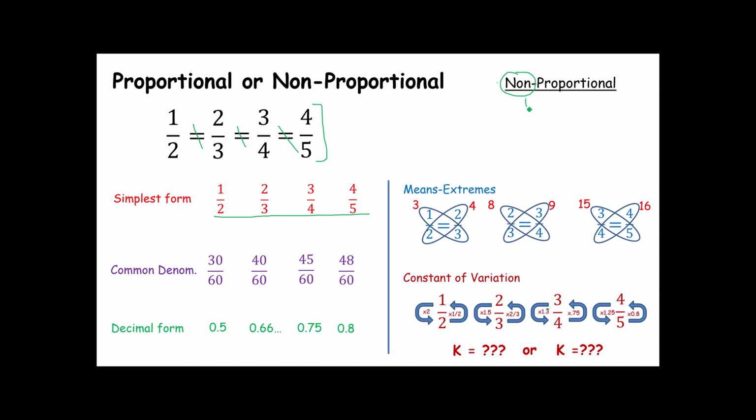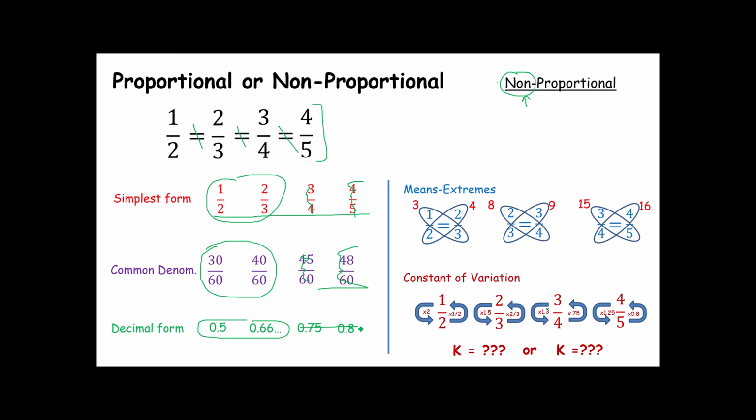But in the case of non-proportional, if any one of these does not match, I'm finished. I don't need to check everything. So if I were to look at simplest form and say, well, 1/2 and 2/3 doesn't work, I wouldn't actually have to go through and do the rest of these. If I can spot that 30/60ths and 40/60ths are not the same, I actually don't have to do the rest of these. And the same thing down here. If these don't match, I don't even bother with this.